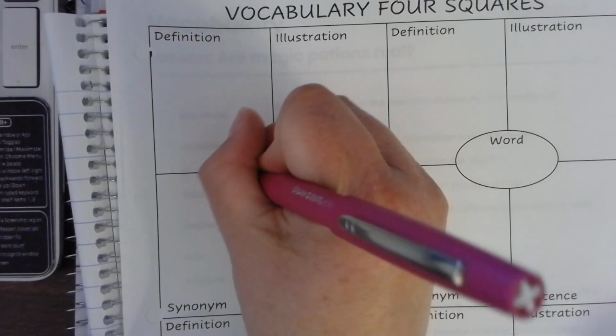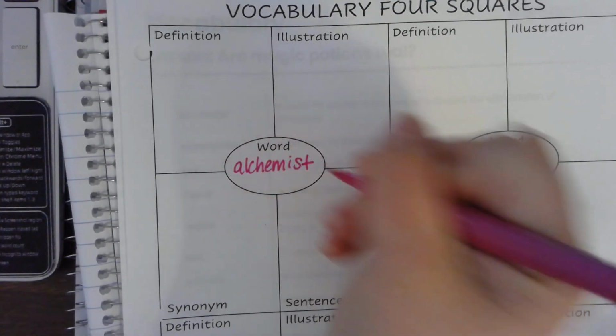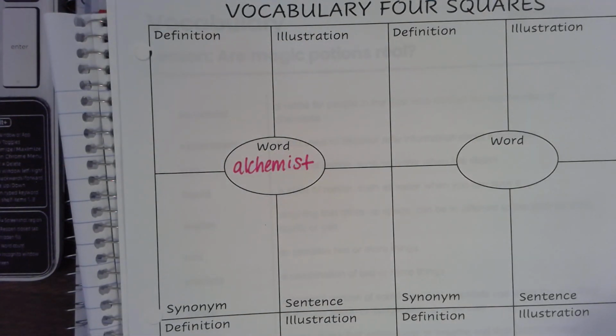I'm going to write my first word, and we're going to walk through this together. Okay, so my first word here is alchemist. So go ahead and do that on your page as well. When I write, you write, friend. We're going to walk through this together so that you understand exactly what is expected of you on these.